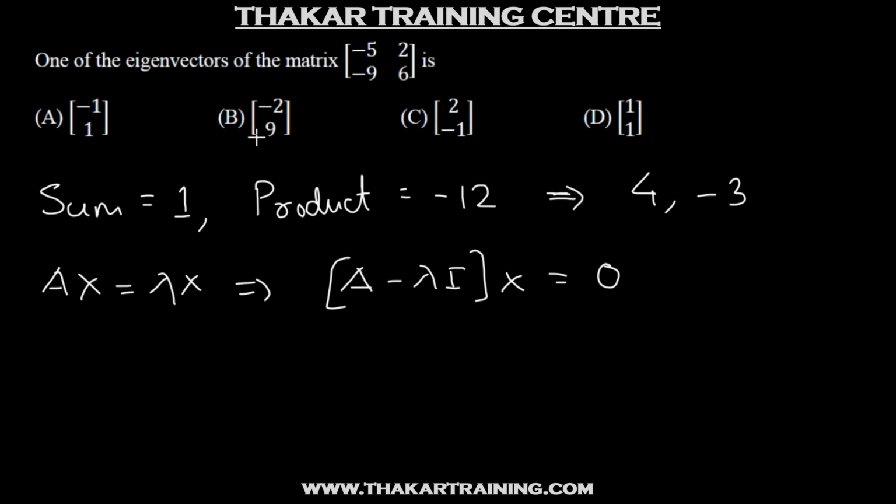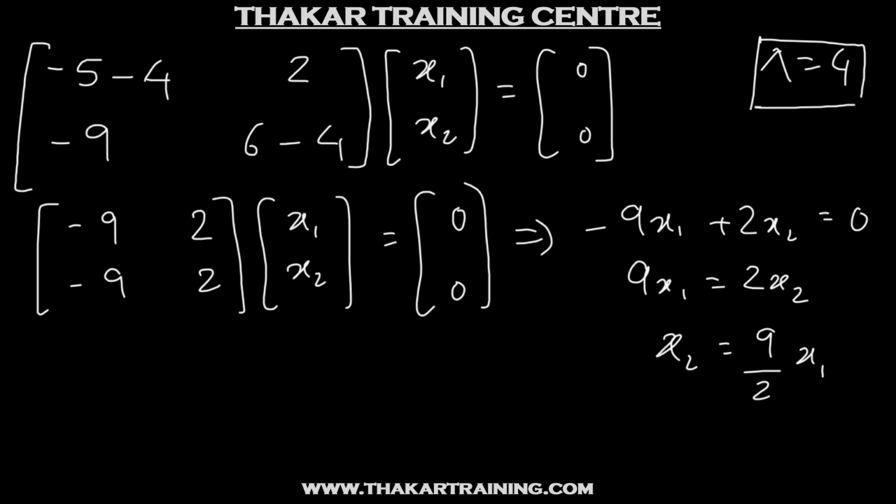We don't have any such option. There is one option over here, but it is 9 and minus 2. Alright. So this is not the eigenvector. Don't be confused with that. So we have another eigenvalue which is remaining, that is minus 3. So let's try to solve it with that. So we'll now solve for lambda equal to minus 3.